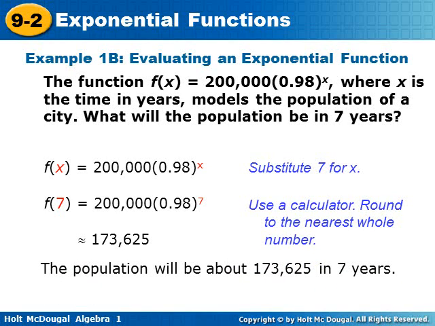The population will be about 173,625 in 7 years. The reason why we round to the nearest whole number is because obviously there's not going to be part of a person.